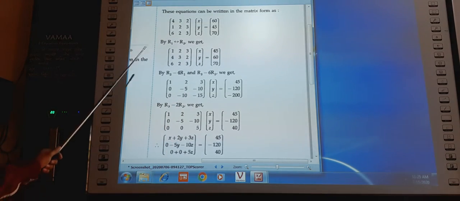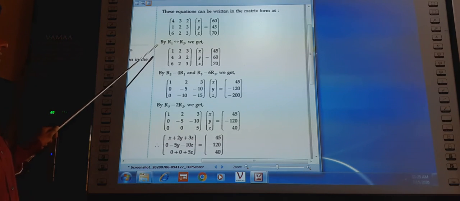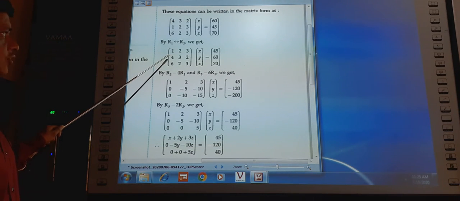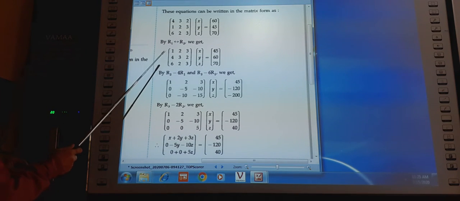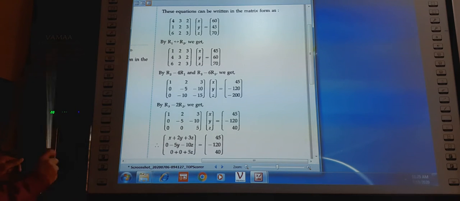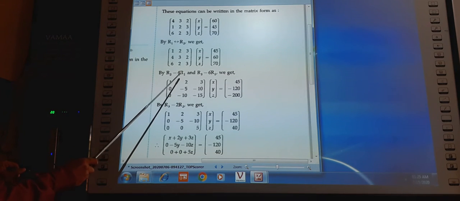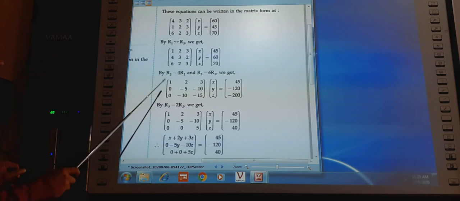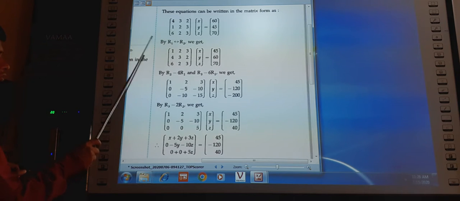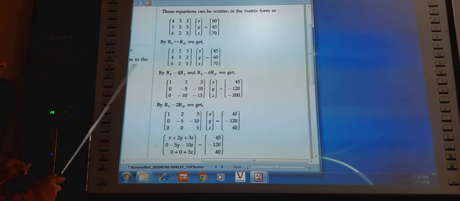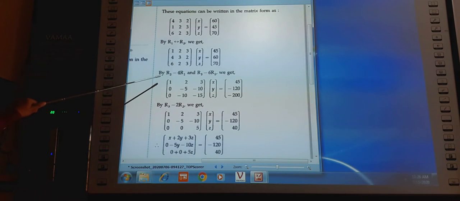Now after applying this elementary transformation, we require 0 in place of 4, 0 in place of 6. So we take the first row for this calculation. So we write R2 minus 4 times R1. So 4 minus 4 is 0 here. Now in place of 6 we require 0, so we write R3 minus 6 times R1. So we apply these two elementary transformations for getting 0 in place of 4, and 0 in place of 6.